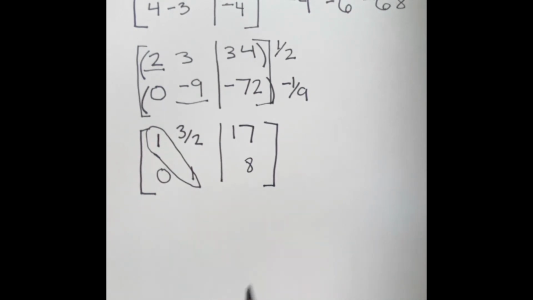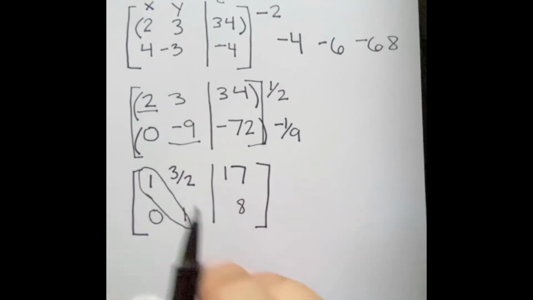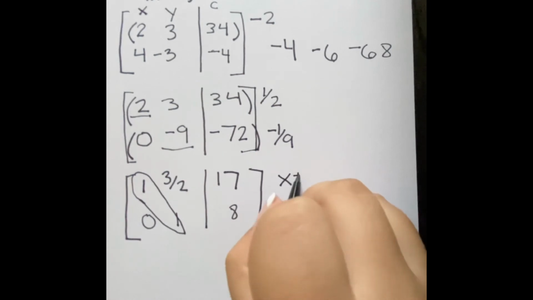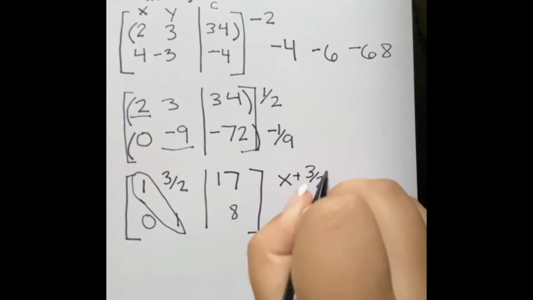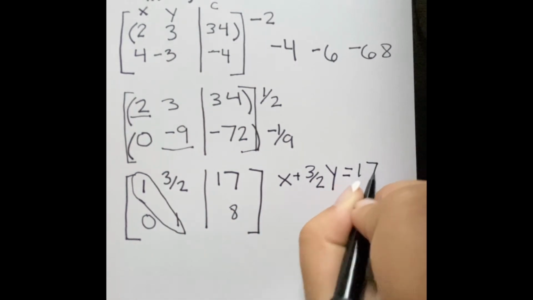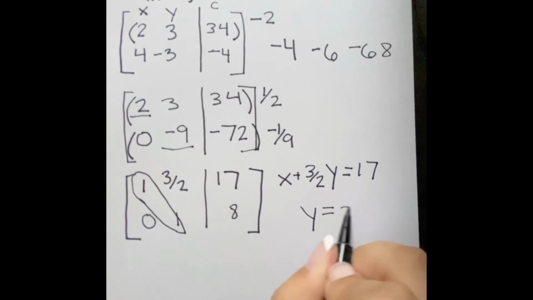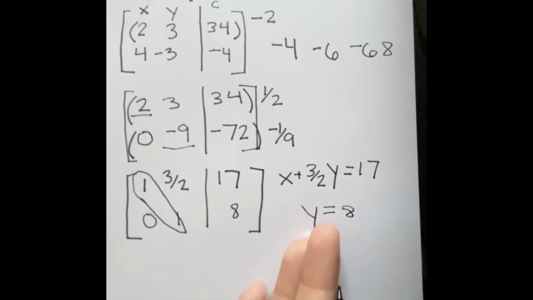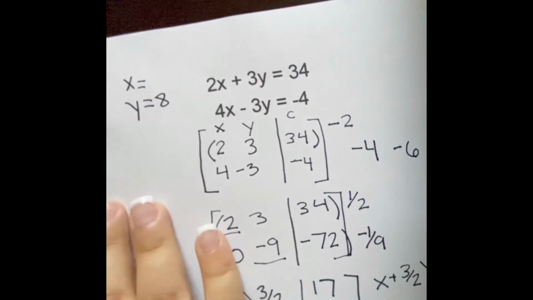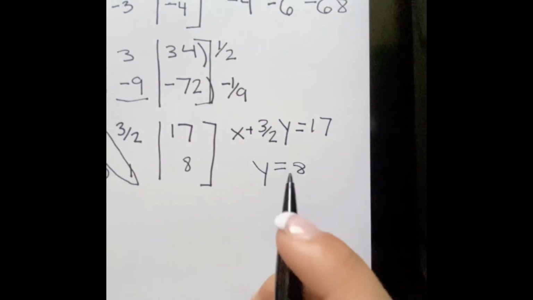What we can do now is turn these back into equations. So we know now that we have x plus 3 over 2y equals 17. And here we know that y equals 8. So we already have our answer for our value of y. So we're going to write it up here in our answer. And now all we need to do is plug 8 in for y.